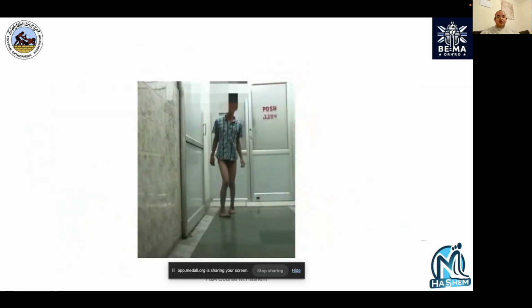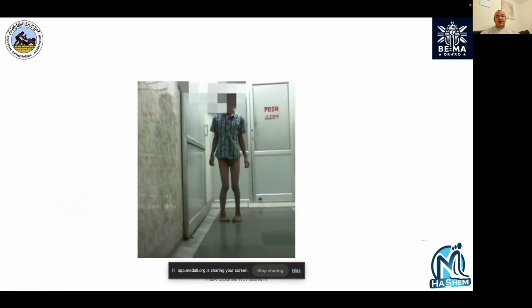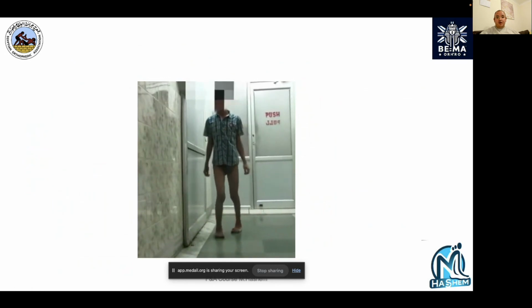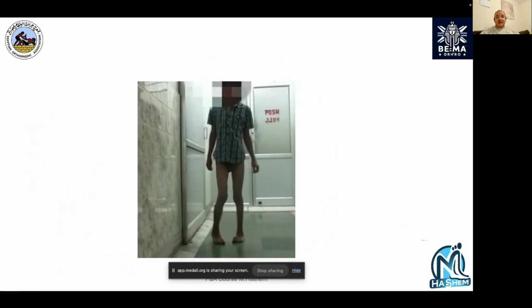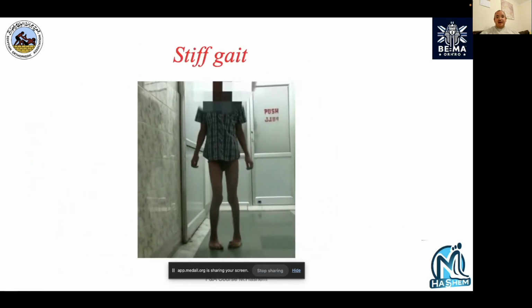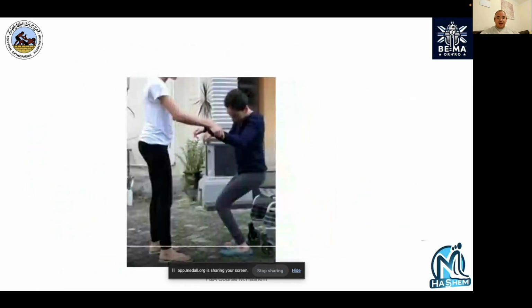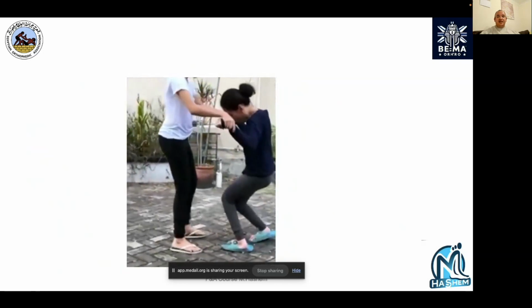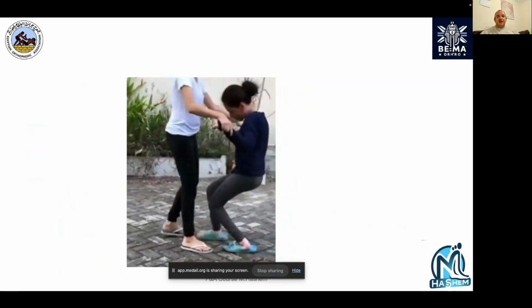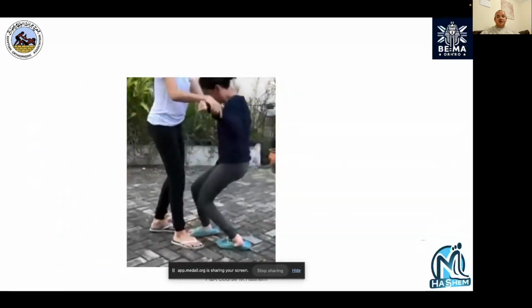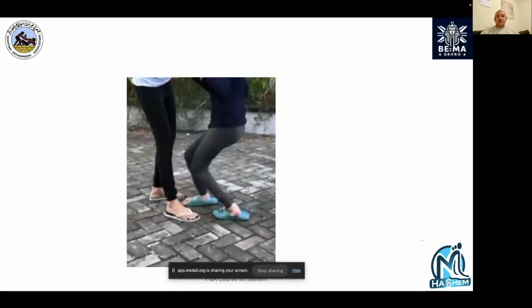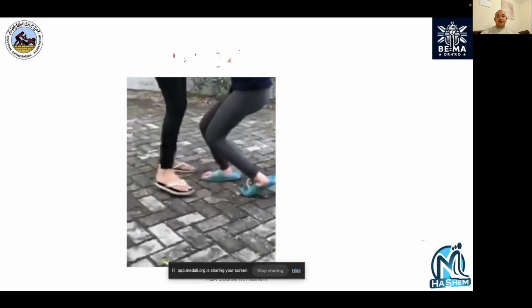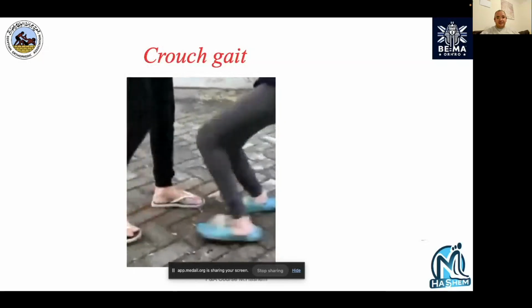If you see this patient walking, you can see he barely moved the joints. He walked with a very, very stiff gait. This is because he has a diplegia, spastic diplegia or stiff gait. If you have a look at this girl when she walks, she basically has very weak muscles of the lower limb. She has weakness of the flexors, weakness of the extensors, and she walks. That's why none of her joints are stable, and this is the crouch gait.